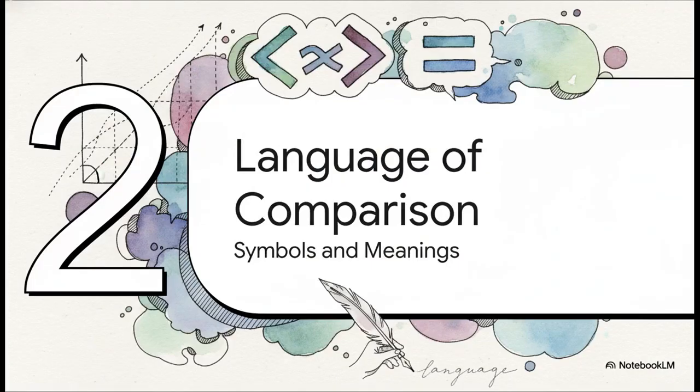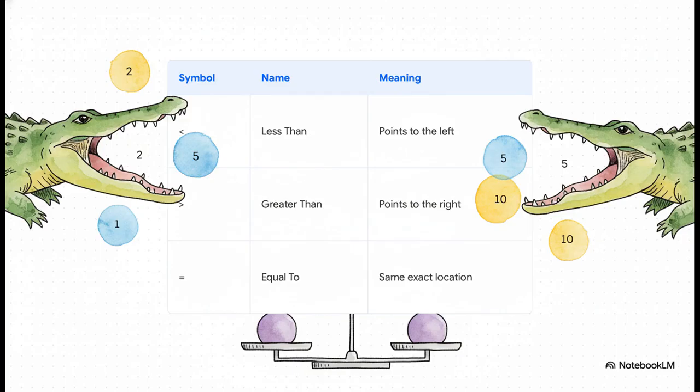Okay, so we've got the concept down. Now we need the right language to actually talk about it. What's really cool about this is the little cheat code for the less than and greater than symbols. You might remember the alligator mouth from school, which is fine, but here's an even simpler way. The pointy end of the symbol always points to the smaller number. Always. Doesn't matter if it's less than or greater than. Find the smaller number, and you know which way the symbol should point.